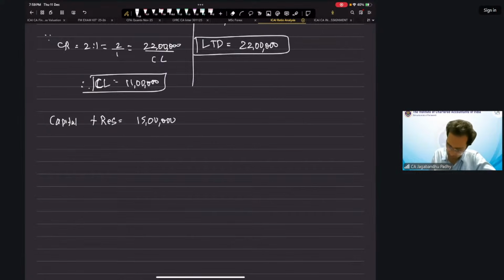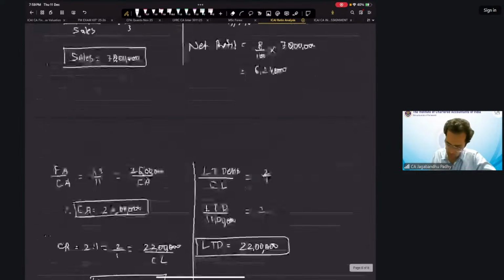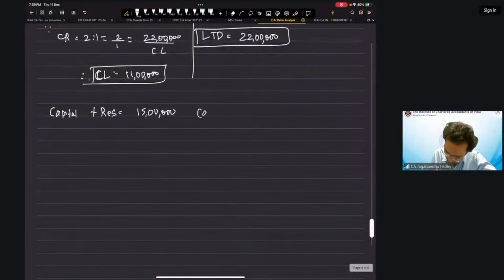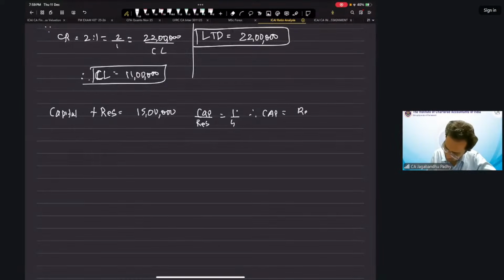Capital plus reserves is 15 lakh. And also the question says that capital to reserves and surplus is 1:4. Capital upon reserves is 1/4. So therefore capital will be equal to reserves by 4.